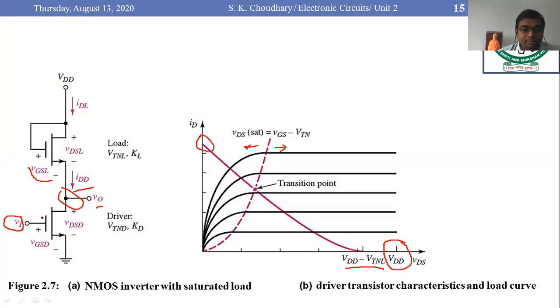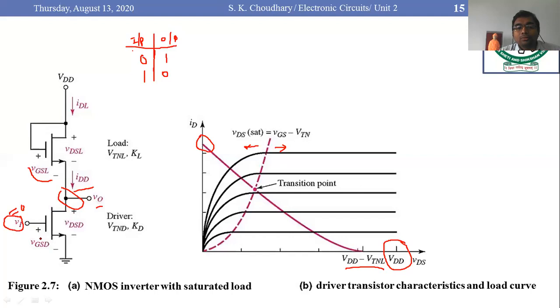When Vi is equal to 0, we are discussing the inverter. So we generally have to take input and output in logic terms and voltage levels also. When you provide the input 0, you are expecting 1, and when you provide input 1, you are expecting 0. So in the first case, when you apply the input Vi equal to 0, at that moment, what happens?